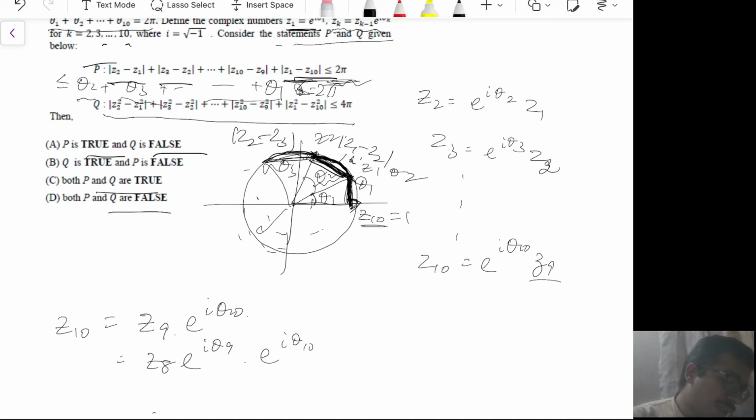Now let's look at assertion Q. In assertion Q, the points are replaced by the squared values. So if you replace the points by the squared values, the angles and the differences are going to get doubled, because these are unit magnitude complex numbers. If you square them, they'll still remain unit magnitude, but the argument will get doubled. So the difference of arguments is also going to get doubled.